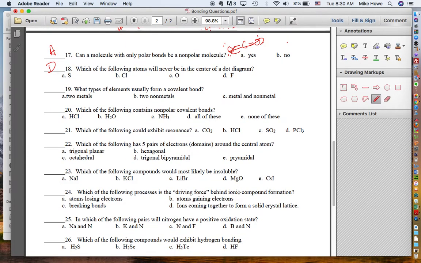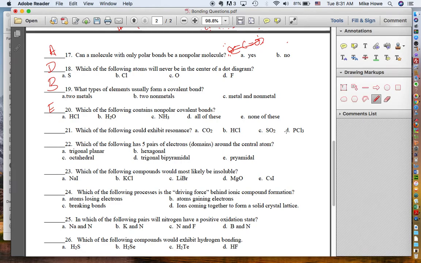Covalent bonds usually form between what? Two nonmetals. Which of the following contains nonpolar covalent bonds? Nonpolar covalent bonds. You know, this would have H to Cl, that's polar. This is H to O, that's polar. This is N to H. So none of those have nonpolar covalent.